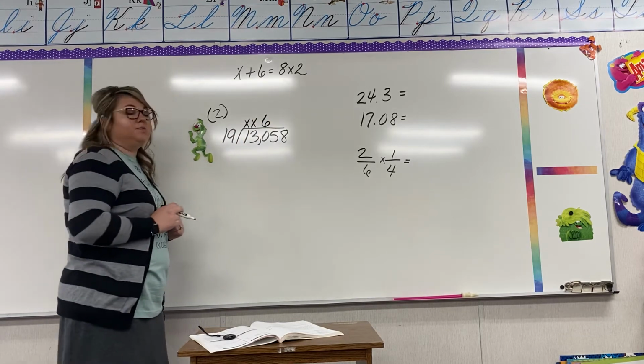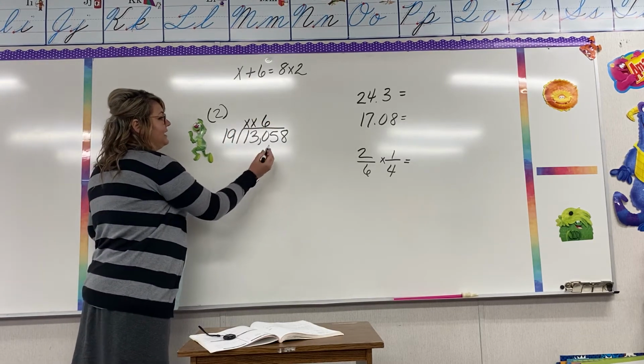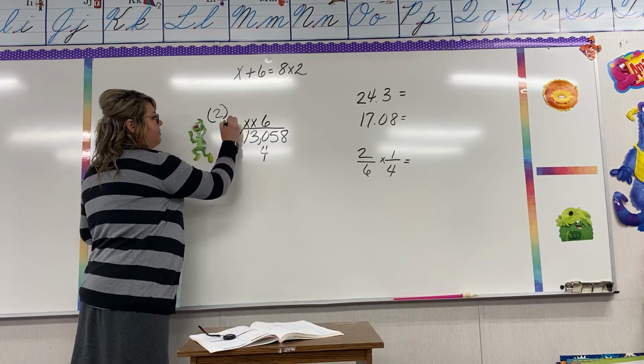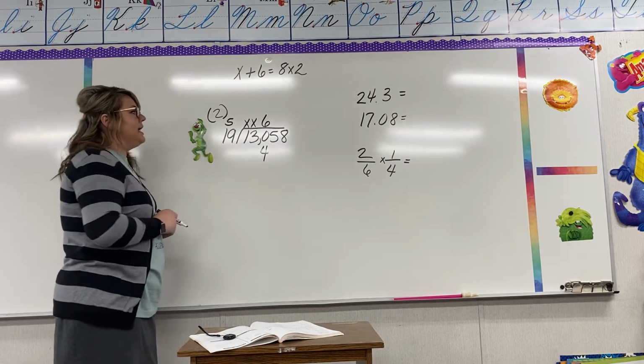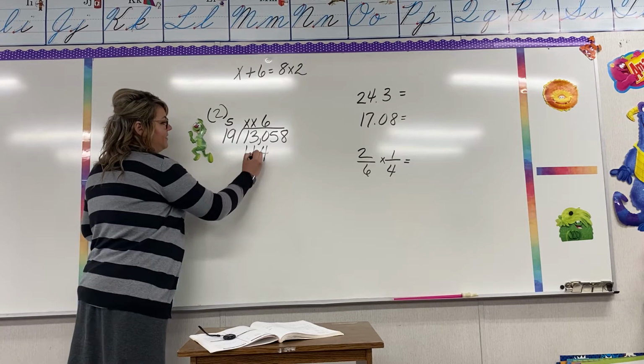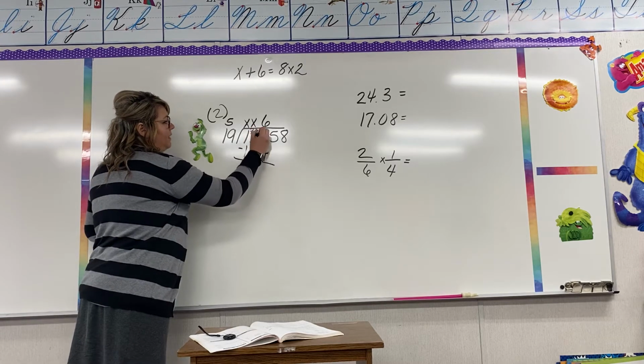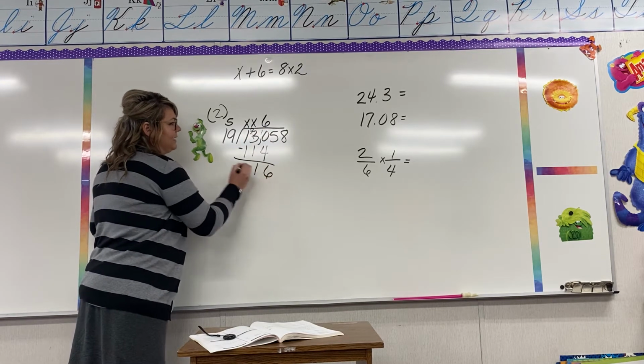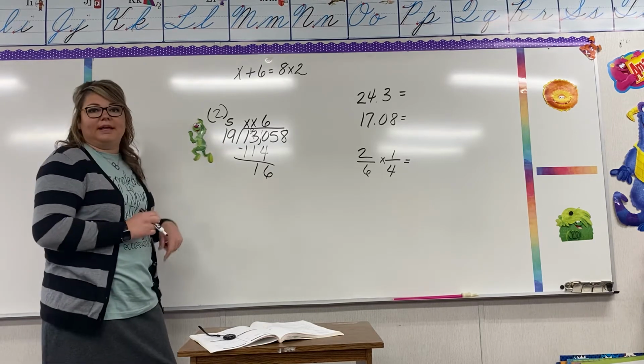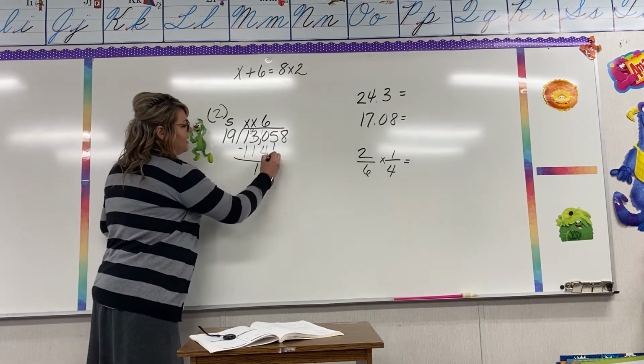So now it's time to multiply. 6 times 9 is 54. Put down my 4, carry my 5. 6 times 1 is 6, plus 5 is 11. We're going to borrow and subtract, and we get 16. And of course, 16 is smaller than 19, so we're good. Let's bring down our 5.